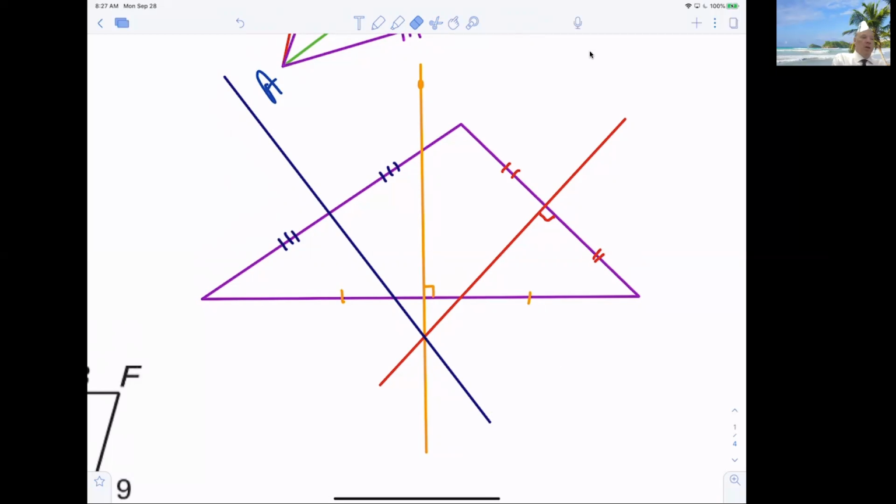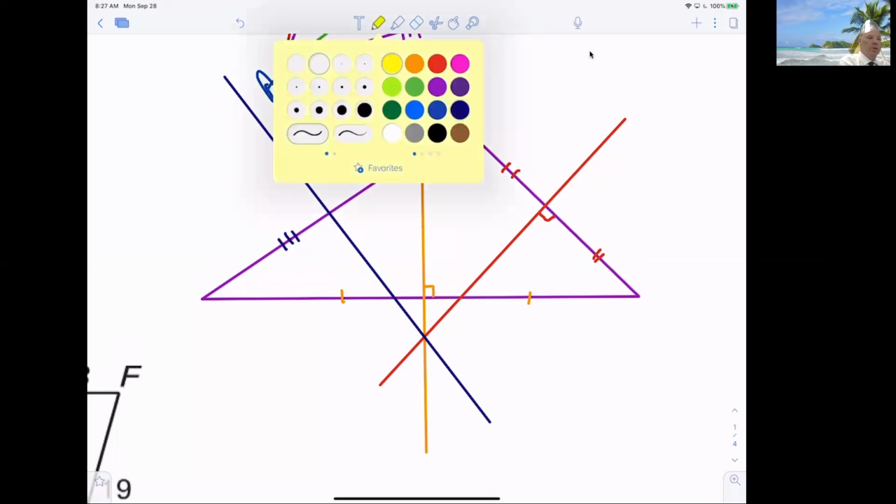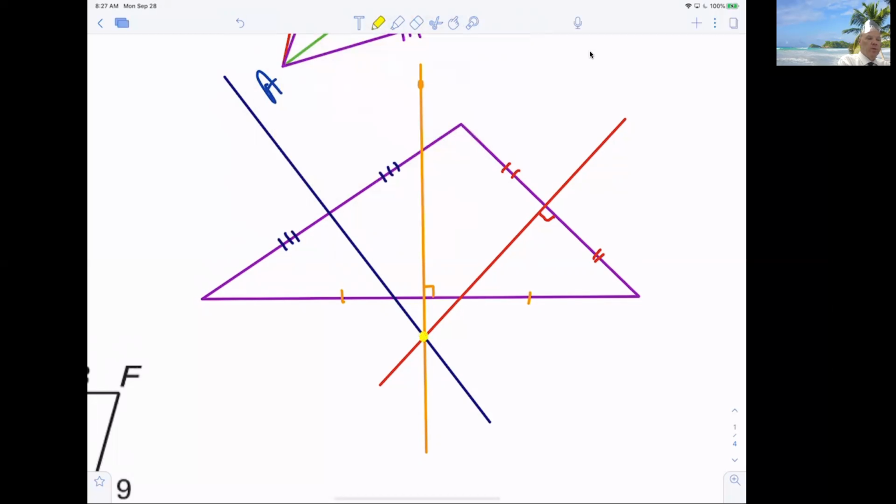Notice if I were to make the perpendicular bisectors, all three lines intersect in a what? In a single point. So this point right here, I want everybody to take a look at. This point right there is called a point of concurrency. And that's just a special point, right? If you construct it properly, it'll always meet at one point.